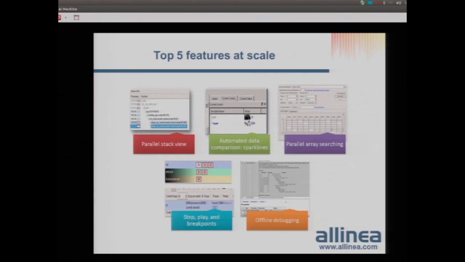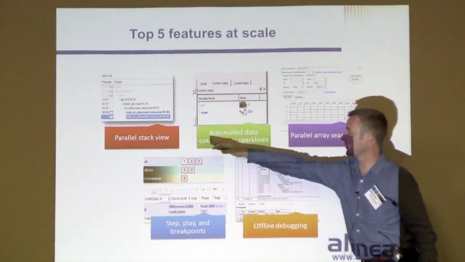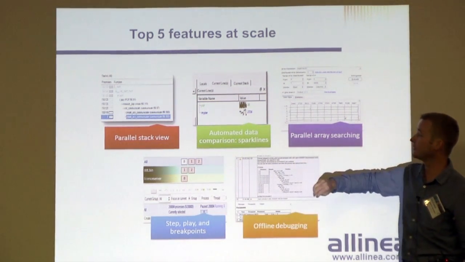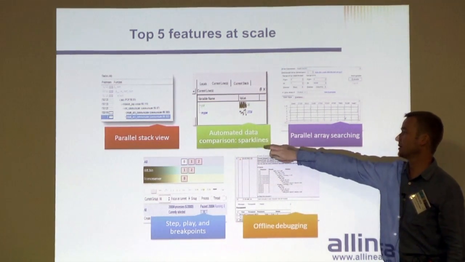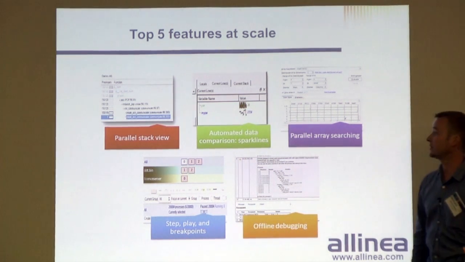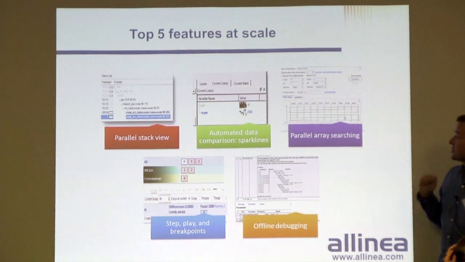without a network anyway. My top 5 features: the parallel stack view. Find where all your processes are at a glance, in that small part of your screen. Great for finding when something's doing something different. I can't tell you how many times sparklines, these little plots of graphs, have detected a problem for me. That one, parallel array searching, pretty useful.